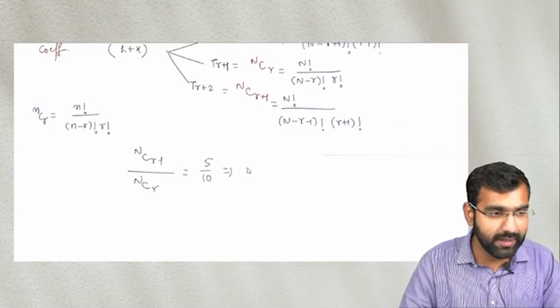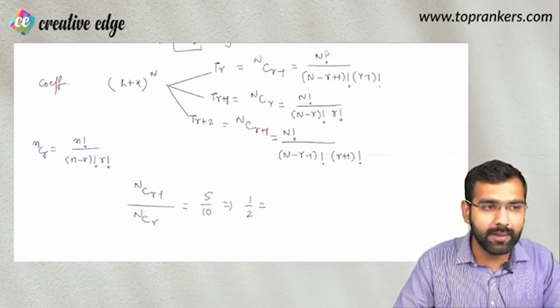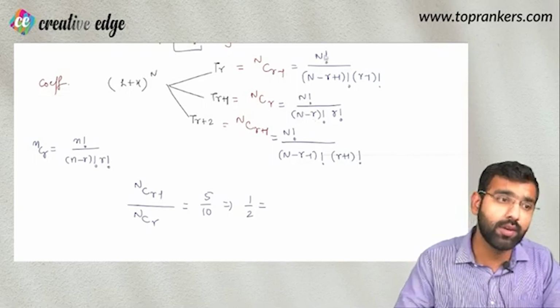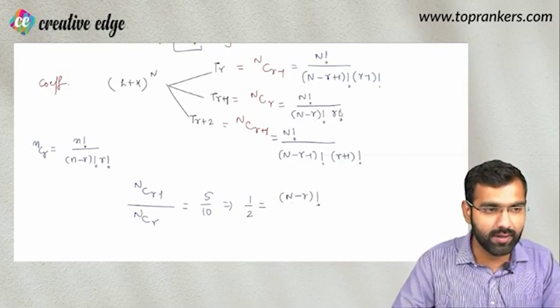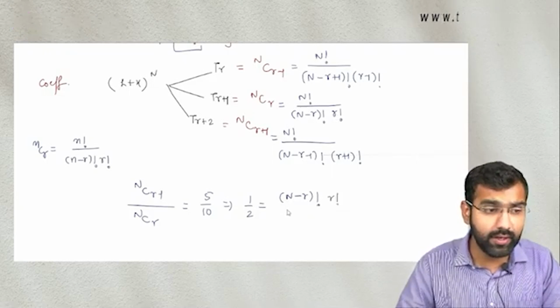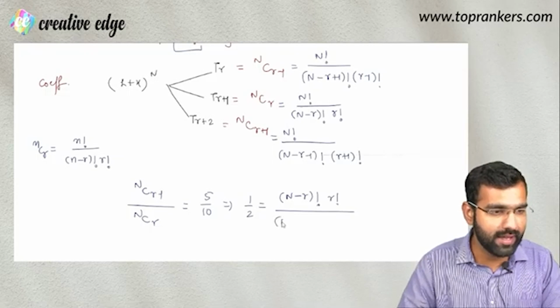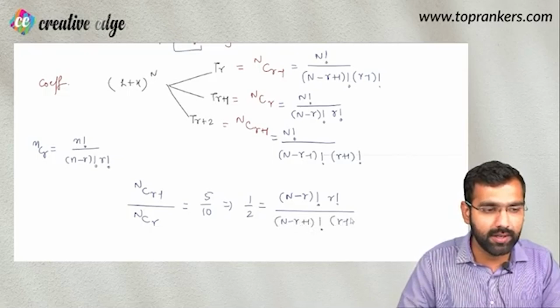I'll be writing 5 by 10 is 1 by 2 is equal to this expression. See, here these numerators are getting cancelled by each other. So this denominator of ours will come in the numerator. So I'll have this n minus r factorial in the numerator into r factorial, divided by this denominator, which will go in the denominator. So it will be written as n minus r plus 1 factorial upon r minus 1 factorial.